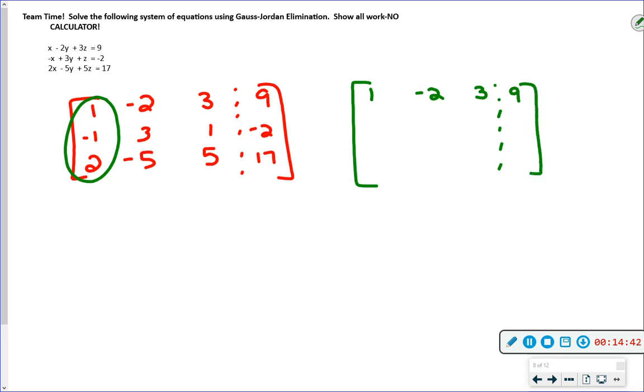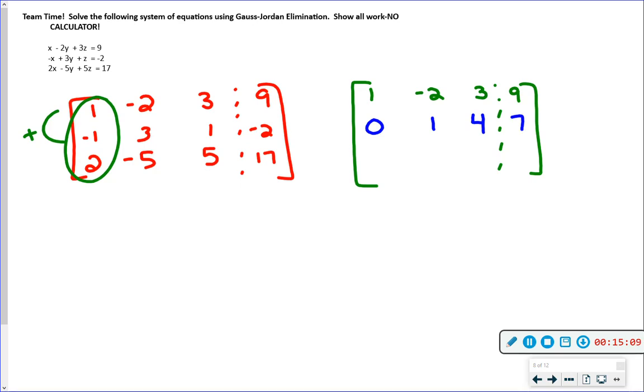Okay, easy enough to get this -1 to a 0. All I'm going to do is what with these first 2 rows? Multiply by 1, which I don't even find worth writing. Can't we just straight add them? Yeah, so we're just going to add these together. So 1 plus -1, 0. -2 plus 3, 1. 3 plus 1, 4. 9 minus 2, 7.